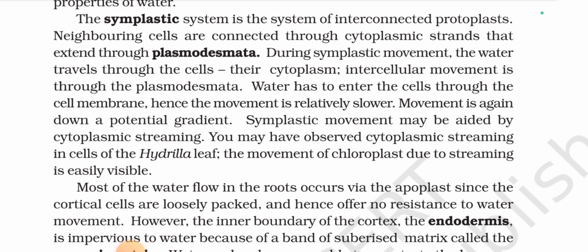You may have observed cytoplasmic streaming in cells of the Hydrilla leaf. तो cytoplasmic streaming क्या होता है, किस में होता है, हाइड्रिला लीफ में. द मूवमेंट ऑफ क्लोरोप्लास्ट ड्यू टू स्ट्रीमिंग इज इजिली विजिबल. हम तुमको बताते हैं कि साइटोप्लाज्मिक स्ट्रीमिंग क्या होता है. ये साइटोप्लाज्मिक स्ट्रीमिंग एक्चुअली सेल के अंदर ही होता है और बस थोड़ा सा पोजीशन चेंज कर लेता है. और चेंज कहाँ करेगा, सेल के अंदर ही, सेल के बाहर कुछ नहीं होगा.